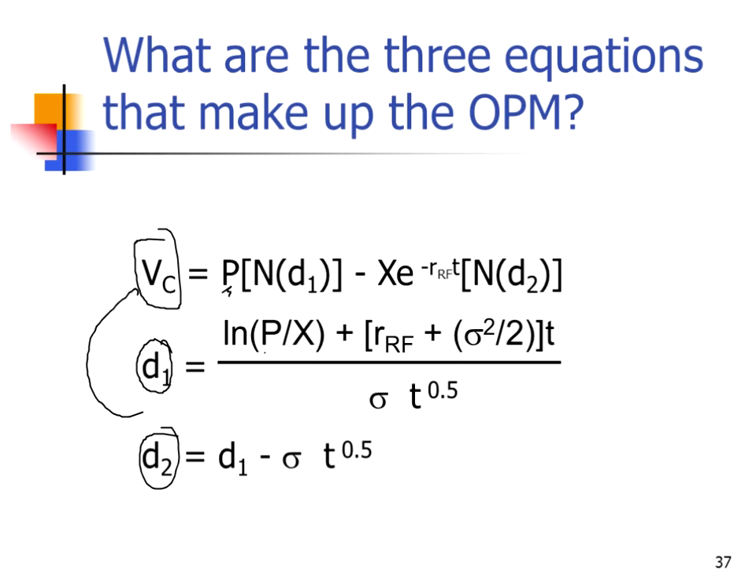N(D1), which is going to be the probability that a deviation less than D1 will occur in a standard normal distribution. Thus, N(D1) and N(D2) are the standard normal distribution probabilities of these values. They represent area under a standard normal distribution function. That is, what is the likelihood of D1 and D2 to occur? Okay?